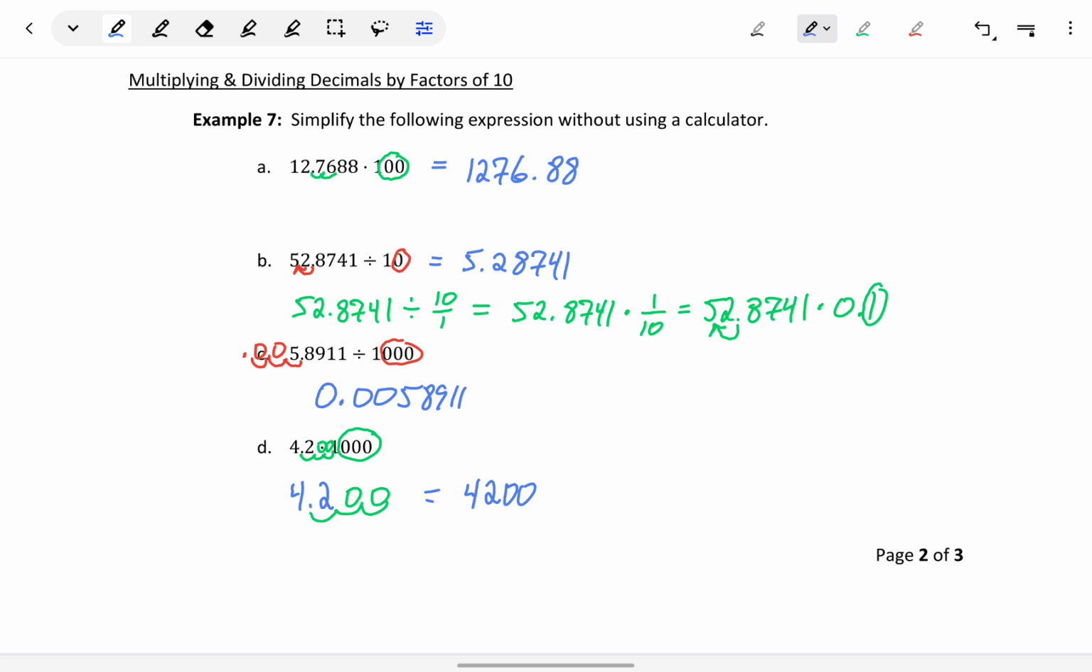But again, in each case, we're either moving the decimal place to the left or to the right, depending on whether we're multiplying or dividing by factors of 10, based off how many zeros, or if we're looking at multiplying by decimals, how many place values we have after the decimal place.